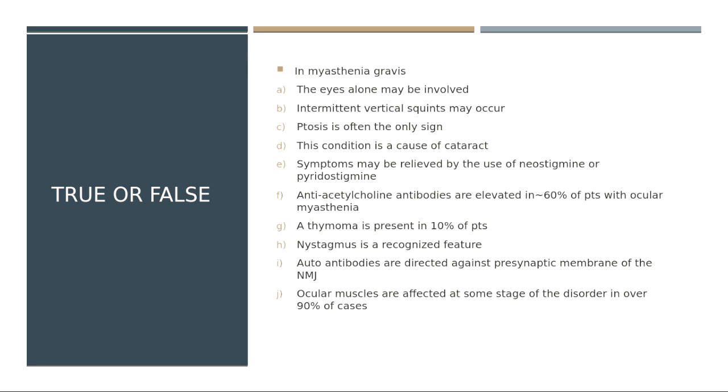In myasthenia, the eyes alone may be involved. Is that true or false? False. No, you can get ocular myasthenia, can't you? Right? So the eyes alone may be involved. So that must be true. Oh, okay. I thought you were saying it's limited to the eyes. No, the eyes alone may be involved.